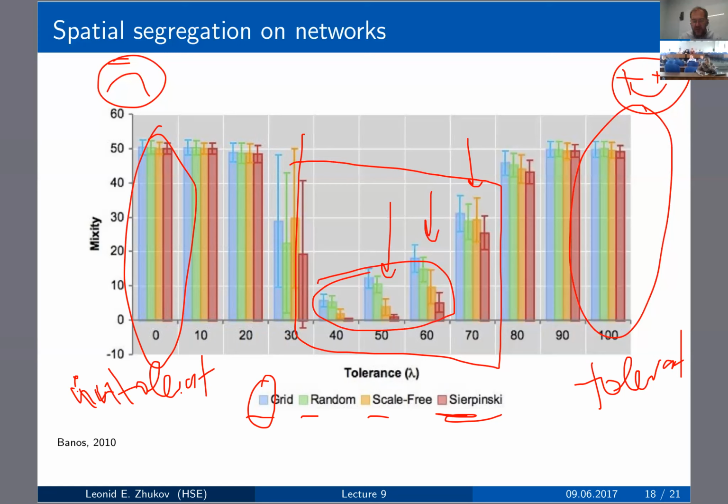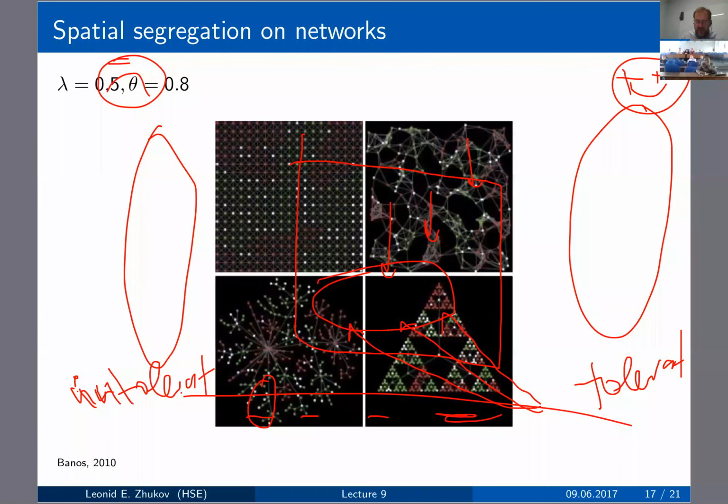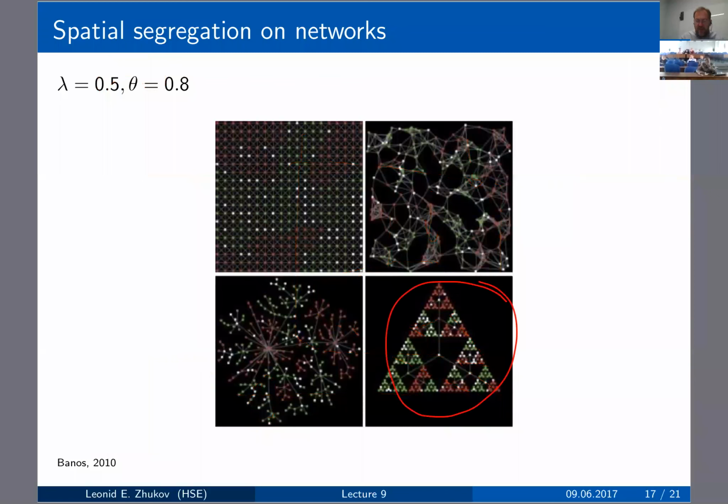And notice that for this fractal system, and by the way, fractal again, one more time, so you would remember what it is, this is a fractal, right? This is a structure with similar structures repeating. So for the fractal, we get the strongest segregation pattern.